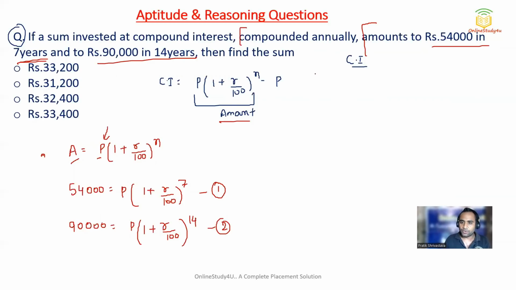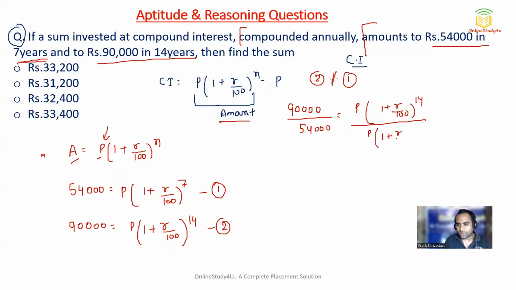Now what I will do, I will divide 2 by 1. So 90,000 divided by 54,000 will be equal to p into 1 plus r by 100 to the power 14, divided by p into 1 plus r by 100 to the power 7. If we divide this, then 7 will divide 14 by 7 times. So p into 1 plus r by 100 to the power 7. And 3 threes are 18, 5 threes are 18.